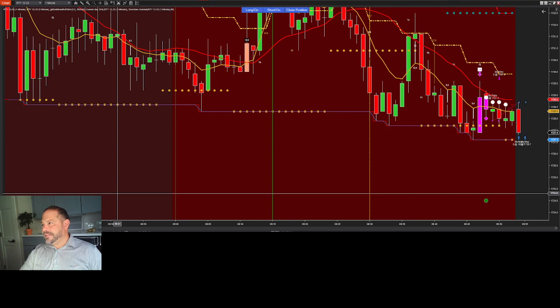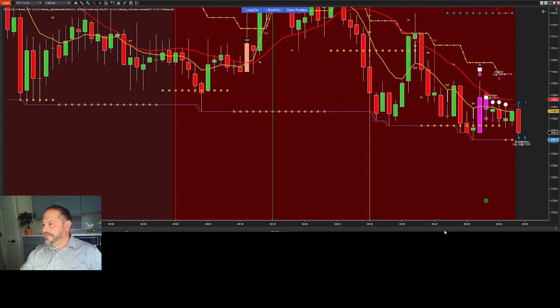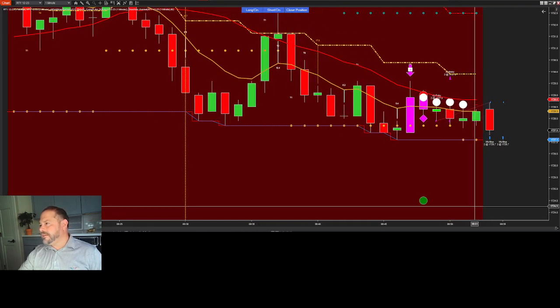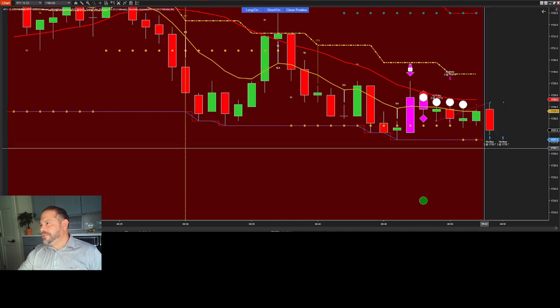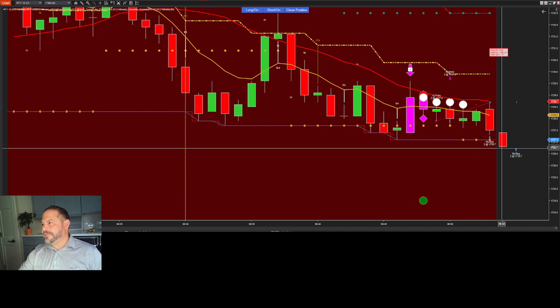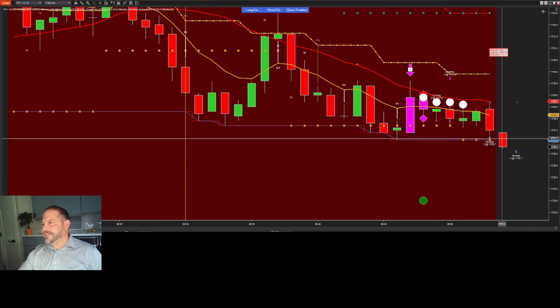But let's see here. There, look at that. Interesting little... One thing that does bother me about the system is it shows the order twice, and it's been doing that on all of the instruments. I'm not sure why, but it's actually a little confusing.